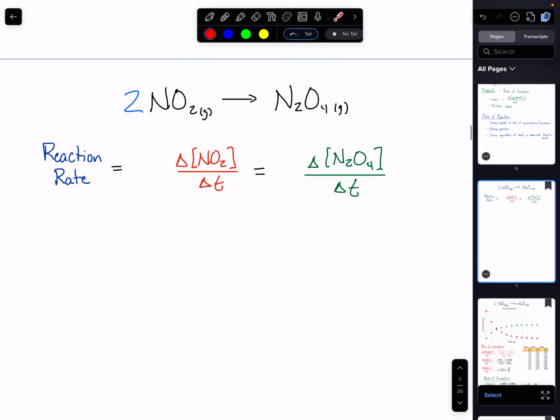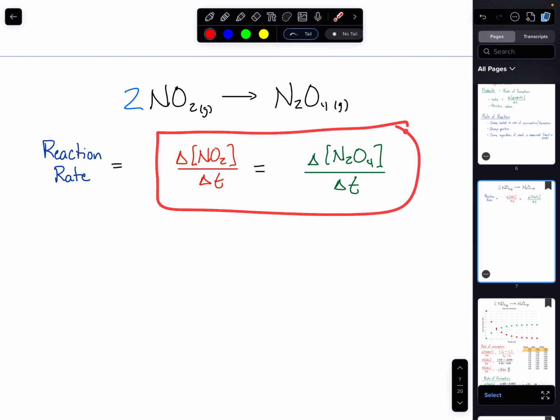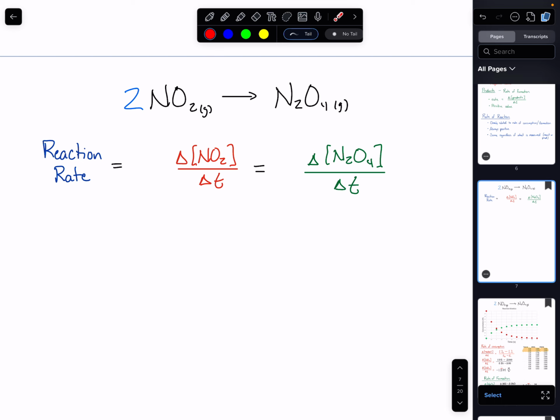All right, but we got a bit of a problem here. Currently, these two are not equal to one another, right? We just established that by doing that math here. So first of all, I got to square away the signs. And again, we said that that reaction rate is always going to be positive. So what am I going to do to my reactant side concentration here?